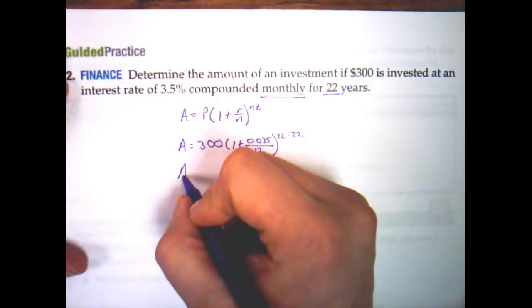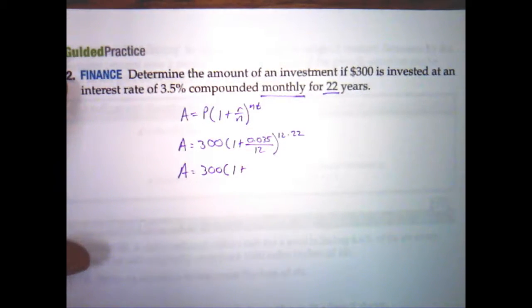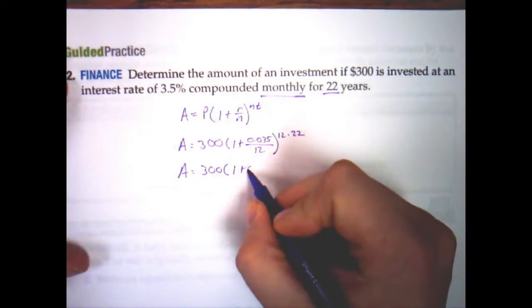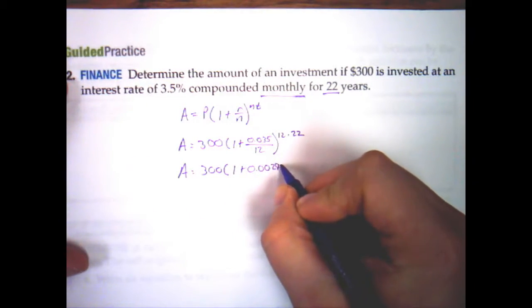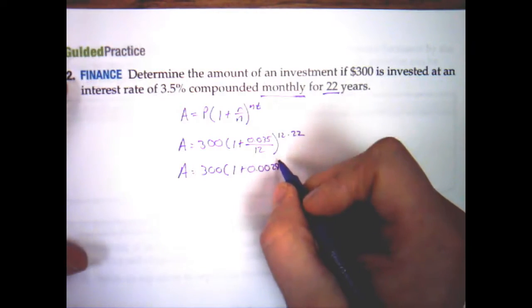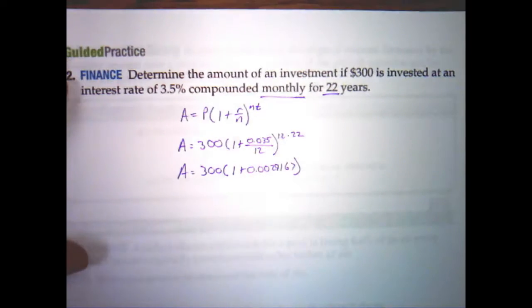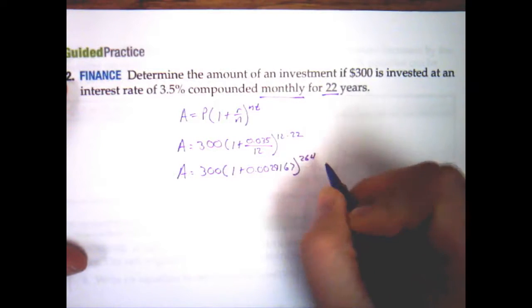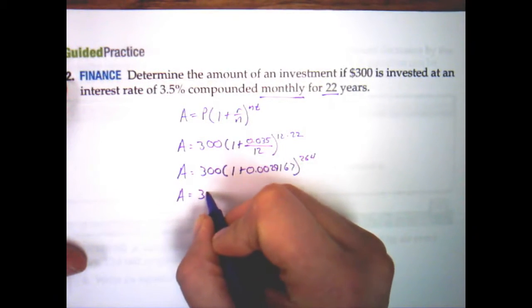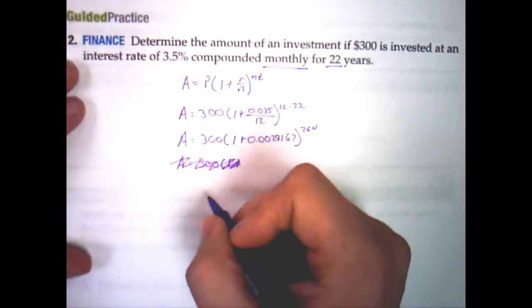Simplify. A equals 300 times 1 plus 0.035 divided by 12 is 0.00291, and we'll round it to 67. 12 times 22 is 264. One more simplification here. I screwed it up. Here we go. One more simplification.